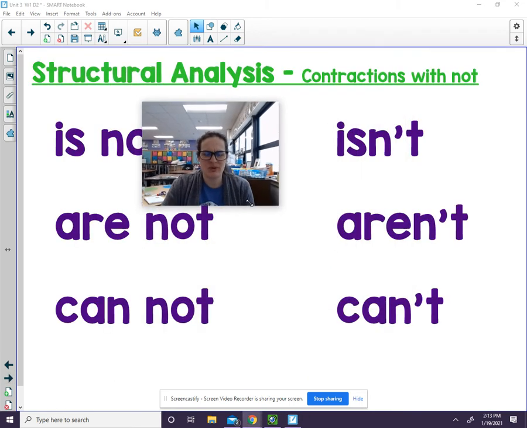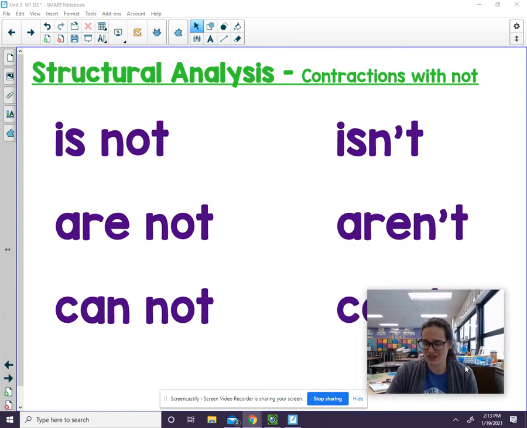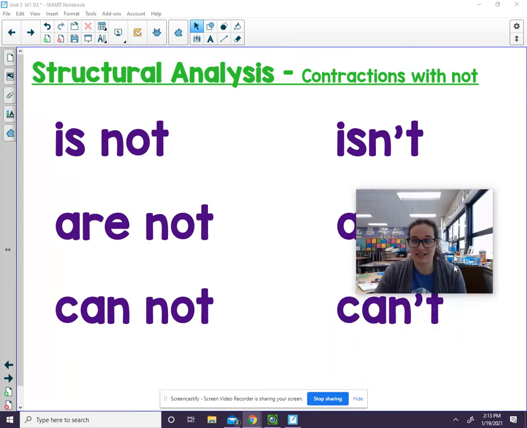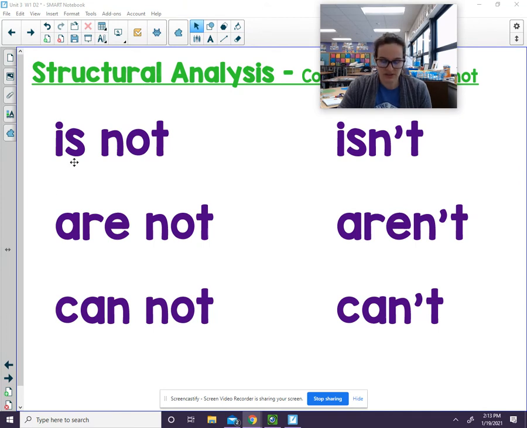Alrighty, today we are going to work on contractions with the word not. Take a look here. Is not, isn't. Isn't is a contraction, which is a word made by putting two words together. Isn't is a shorter way of saying is not. I want you to take a look at the N apostrophe T.